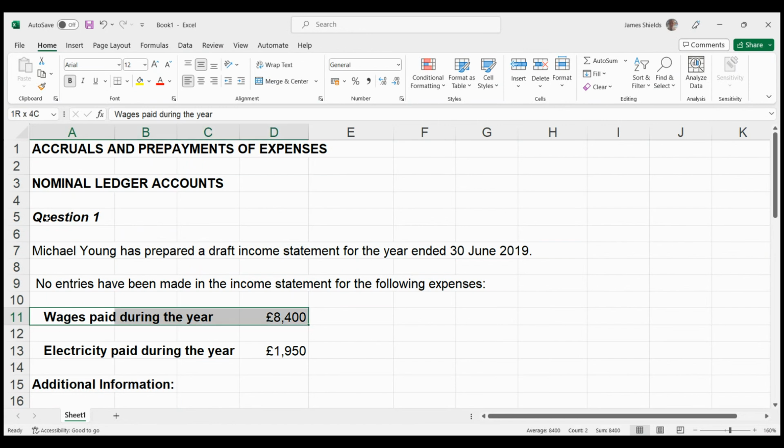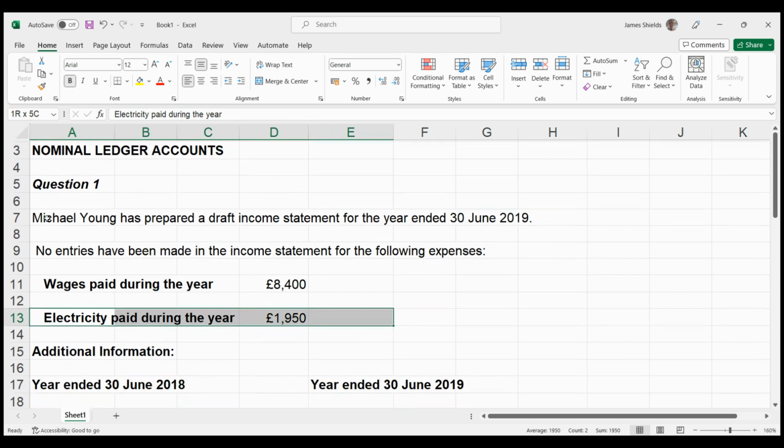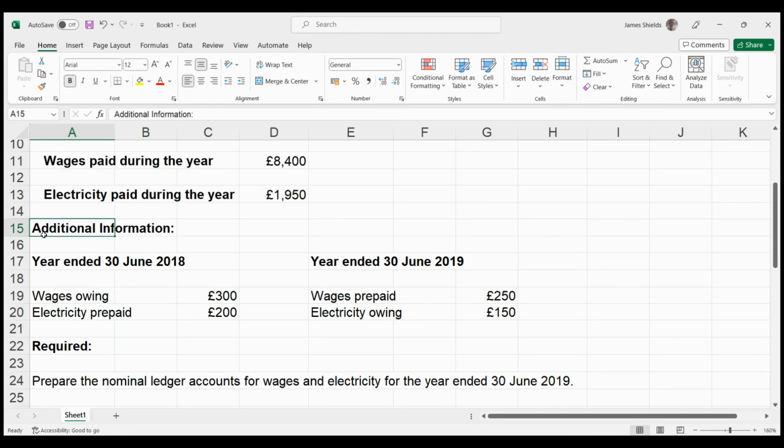Wages paid during the year were £8,400. Electricity paid during the year was £1,950. Right, we've got some additional information now to take into account.